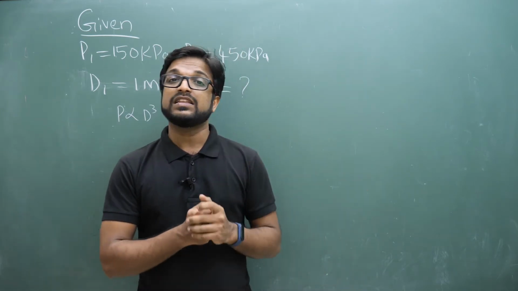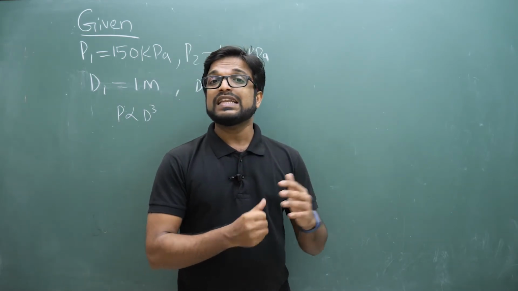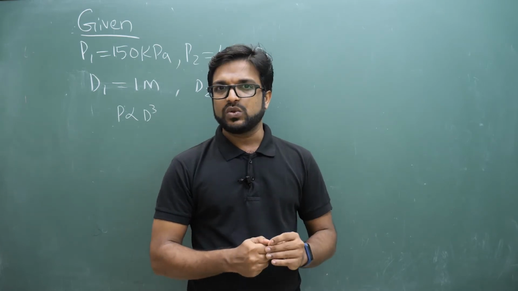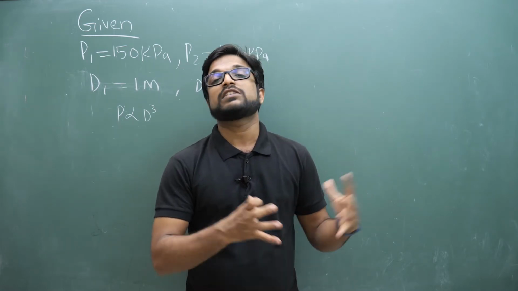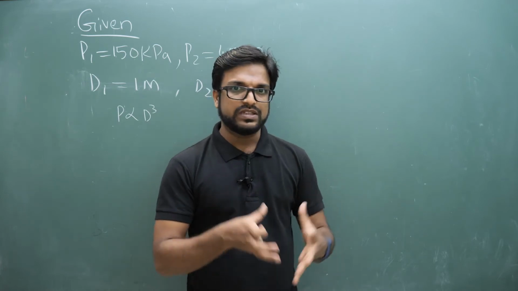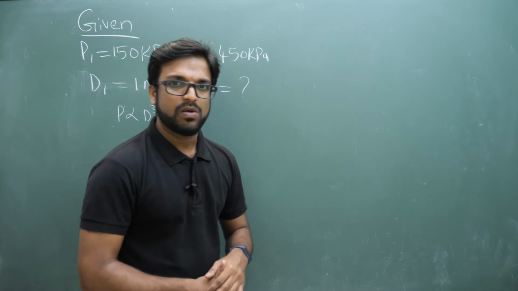So how can we deal with this process? How can we find the work transfer in this process? It is given that it is a reversible process. So we can straight away go for W equal to integral P dV for finding the expansion work. Because expansion is happening here, it's a boundary work. So we can substitute values in that equation and find the answer. Let's start doing this problem.